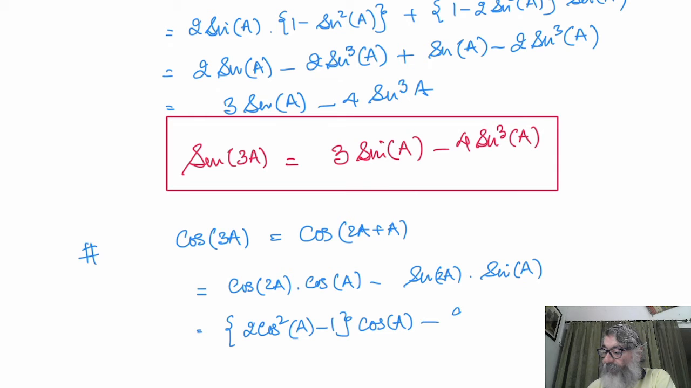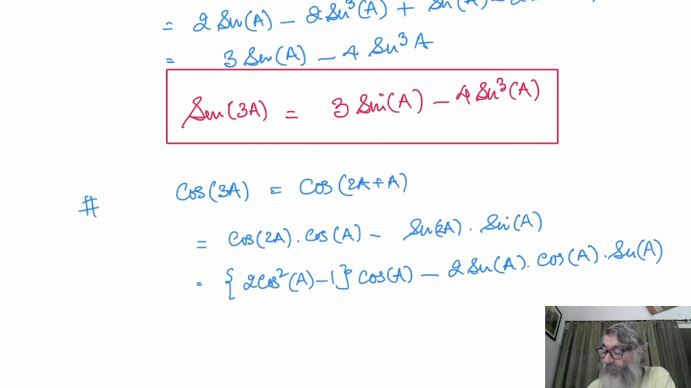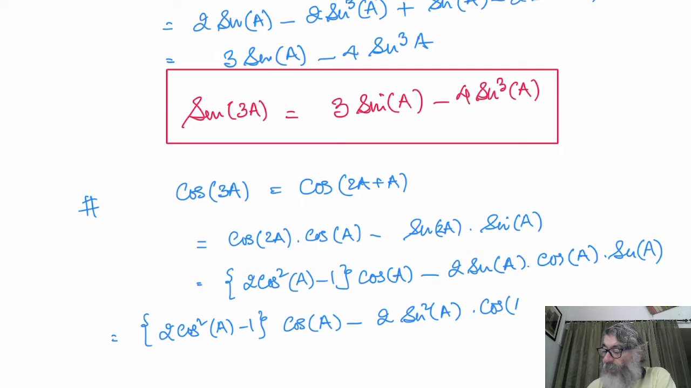So cos 2a can be written as 2 cos square a minus 1, into cos a. Sin 2a will again be written as 2 sin a cos a, and here it is multiplied by sin a. In the first question 2 sin a cos a had come, but in the second question with 2 sin a cos a, sin a is coming. So next step, 2 cos square a minus 1 multiplied by cos a, minus 2 sin square a cos a. There it was cos square a, and we wrote that as 1 minus sin square a. Here sin square a is there, I will write in terms of cos square a.